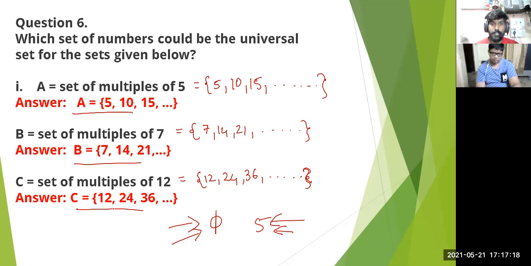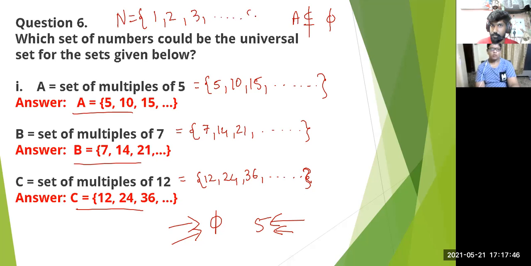Empty. Empty, but A is not there in empty set. No, A is not a subset of your empty set. It has to be inside it. Can you think about set of natural numbers? What is set of natural numbers? N. What is this? 1, 2, 3, and so on.